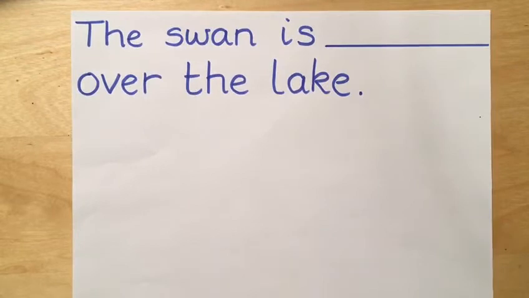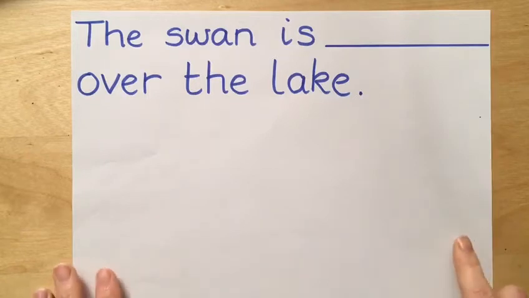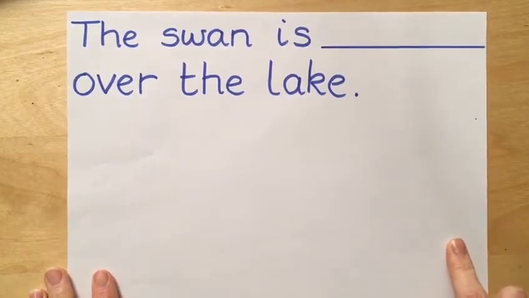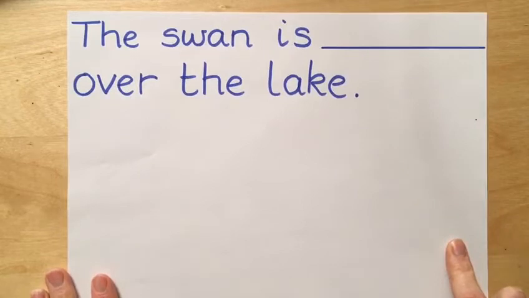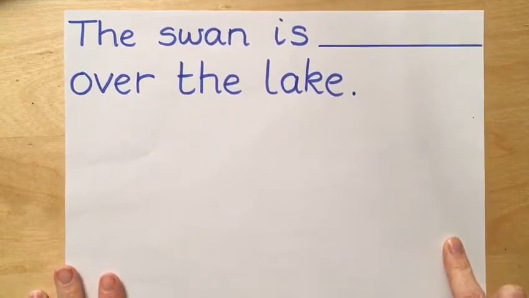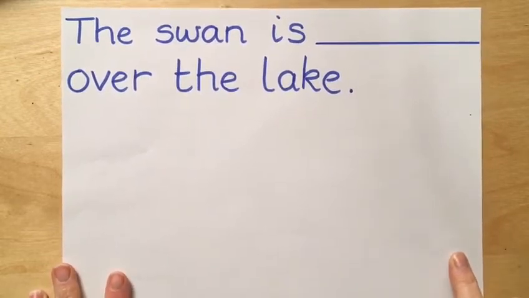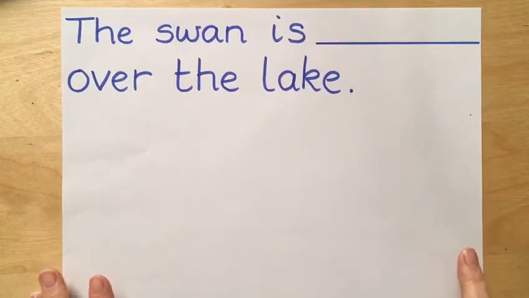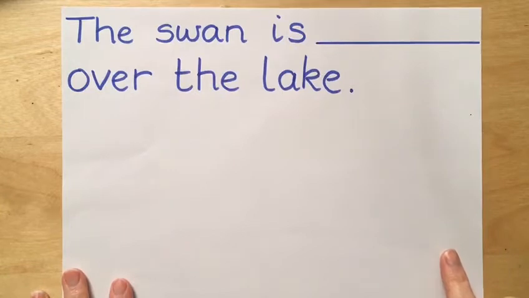Okay, so let's play a game. I want you to look at these sentences and listen carefully to these sentences. You're going to think carefully about whether the word needs to end in ing or not. So the main thing you need to be thinking about is whether the action is happening now. If the action is happening now, you need to add ing, ing.